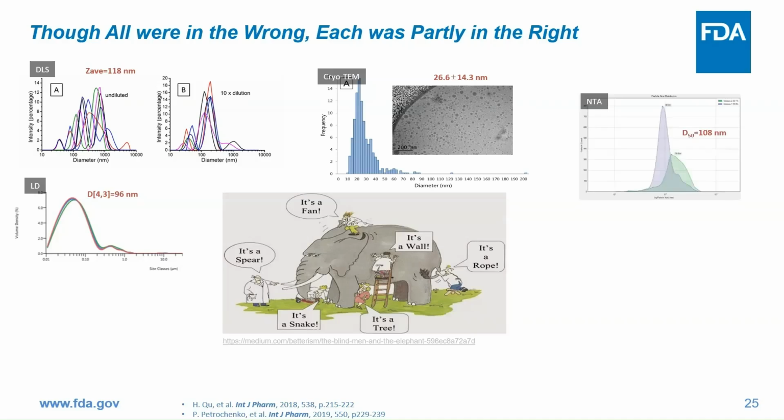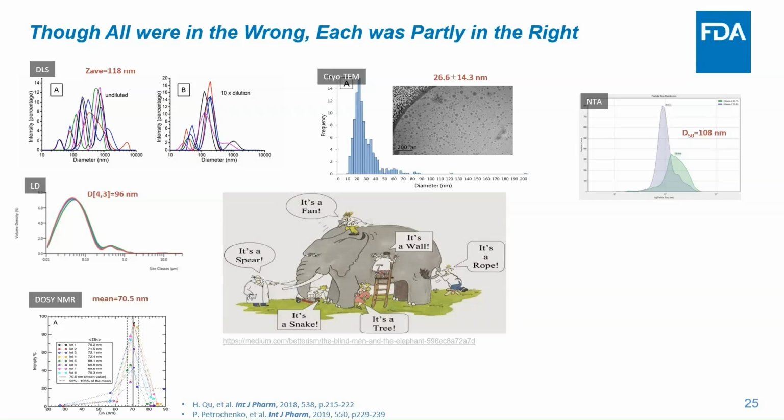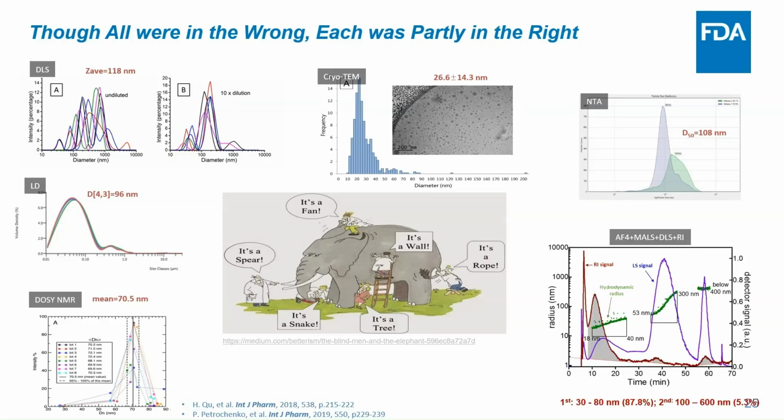And in the next example, we're using nanoparticle tracking analysis, tracking the movement of the particles and calculating the Brownian motion diffusion coefficient, calculating the mean value, D50. This is the median, right? D50 percentile, 108 nanometer. And also we use DOSY NMR, calculating again the diffusion coefficient and using it to calculate the diameter using the Stokes-Einstein equation, about 70 nanometer, the mean value.